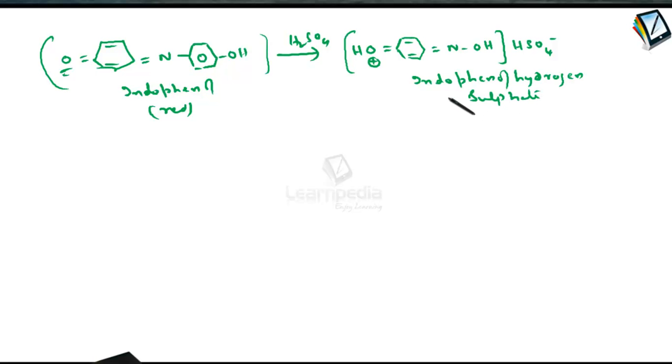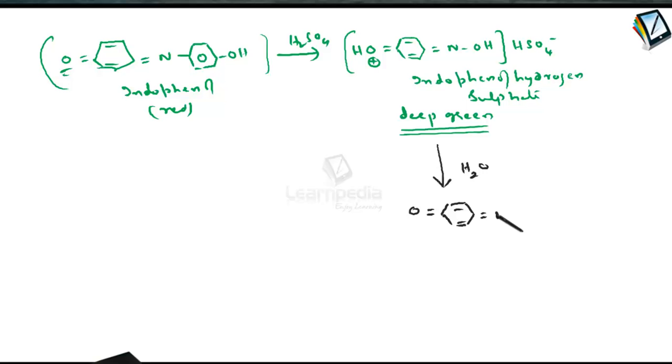And this indophenol hydrogen sulfate is the one which is responsible for green or deep green coloration. So thus the red colored solution in the presence of sulfuric acid changes to deep green, which is due to indophenol hydrogen sulfate. So red followed by green. Now this on dilution, when you add further water and bring about the dilution, once again we get indophenol. This is what the indophenol is. That is, we are getting back this, and once again it is red in color.